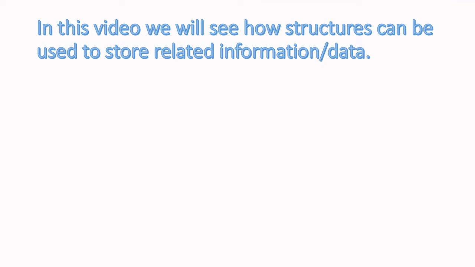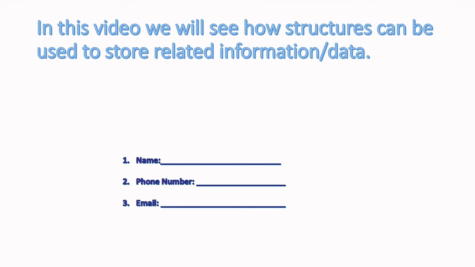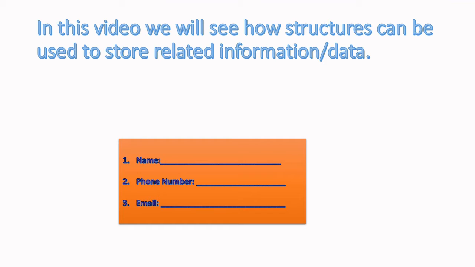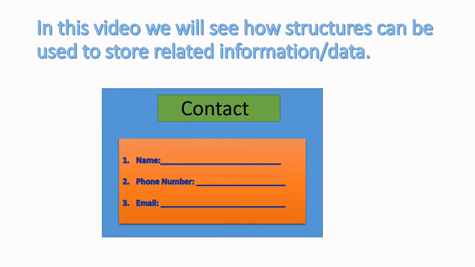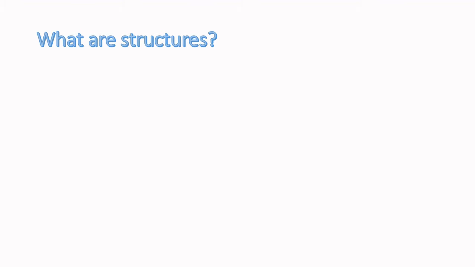So whenever you see contacts in the phone, what information or data does each contact have? There's the name, there's the phone number, and there's the email. And all these are related to one contact. So we need to find a way to store all this related information under one contact. So we group the name, the phone number, and the email, and we place it as one contact. And for us to do that, we'll have to use structures.